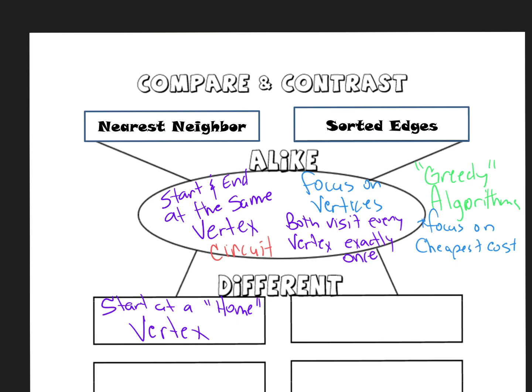Okay, and for sorted edges, we're not really concerned about where we start. We say the problem states name your minimum cost Hamiltonian circuit starting at vertex such and such. We're not worried about where we start and end. I should say what vertex, I'm sorry. Not worried about what vertex to start at. So we're just going to name the circuit starting at a certain vertex is how the problems have been worded.